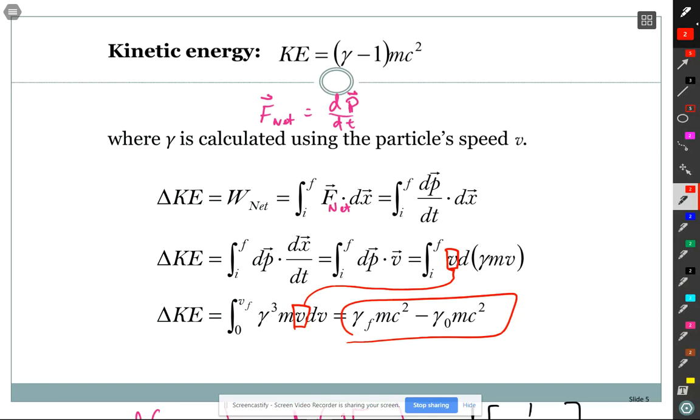So how do you get an imaginary gamma? Take the square root of a negative value, which means that you would have to have v bigger than c. So if the speed is bigger than c, and you have something with imaginary mass, then you're back in business.